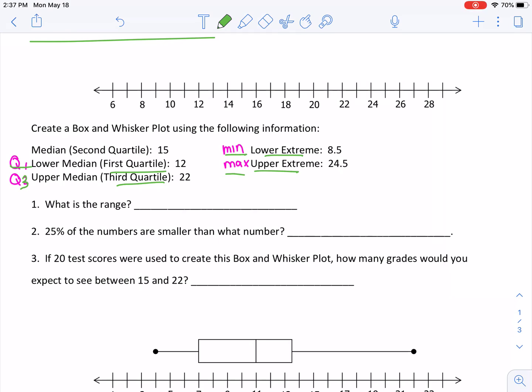First off, it says, what is the range? Well, the range is your maximum minus your minimum. So 24.5 minus 8.5 is 16. It says 25% of the numbers are smaller than what number?